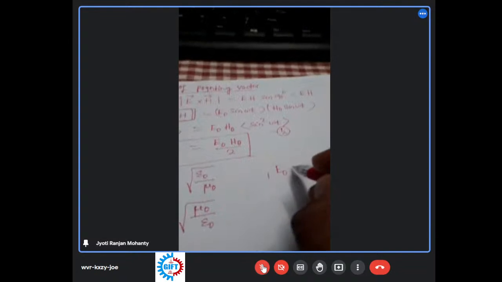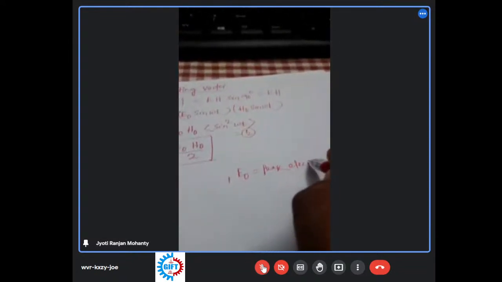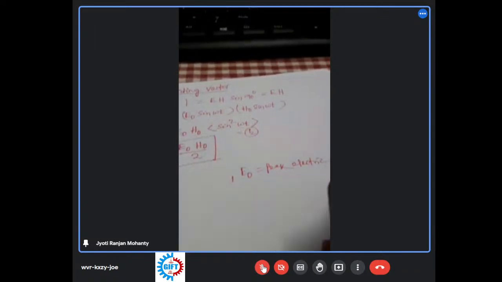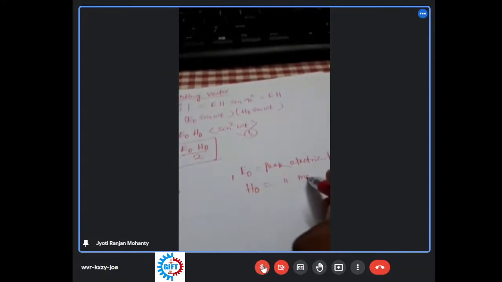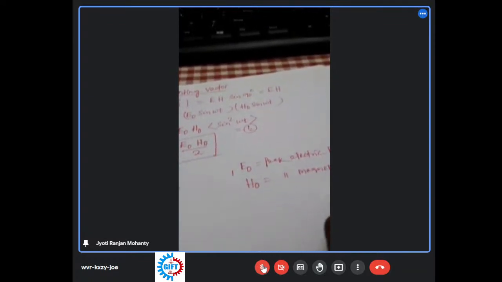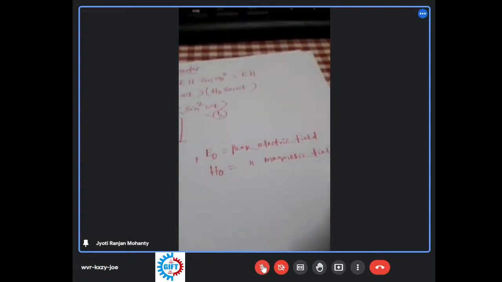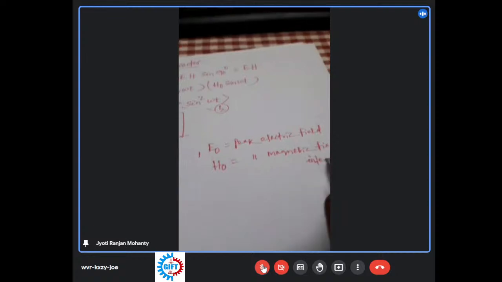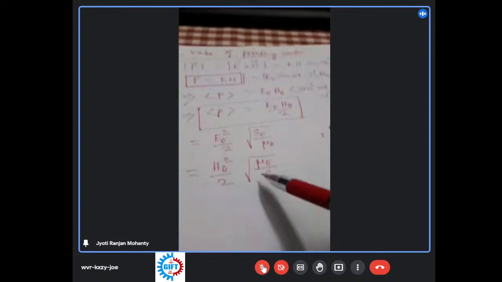So E0 be the peak electric field and H0 be the peak magnetic field intensity. So you have to remember the E0 square by 2 and H0 square by 2.